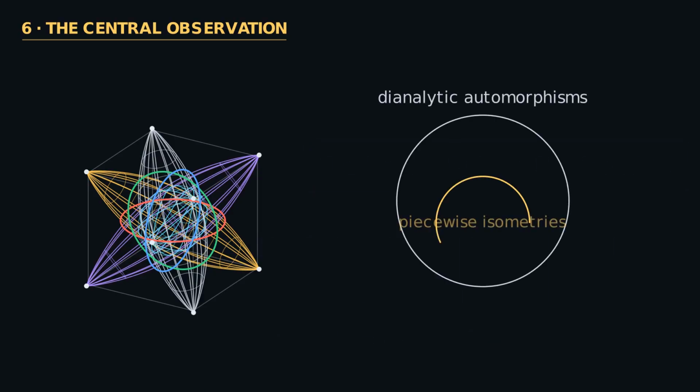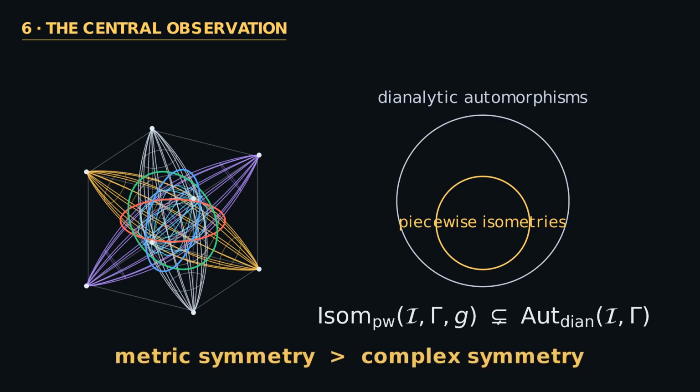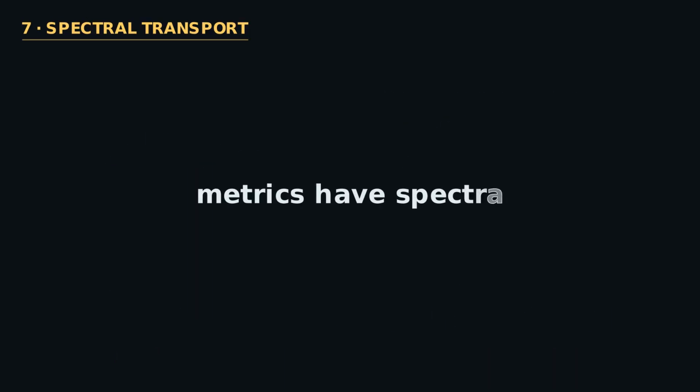A dianalytic automorphism preserves angles, but it may stretch distances, so the isometry group sits strictly inside the dianalytic automorphism group. Piecewise isometry is the stronger, more rigid condition. It is metric symmetry, not just complex symmetry. Why insist on the stronger condition?